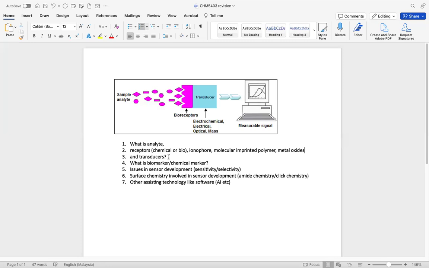Okay, number 4 is probably something that I didn't discuss, but it is very important. So you have to read this. What is a biomarker? It can be a chemical marker or it can be a biomarker. So what are these? These are indicators. As you can see the word marker there, it is an indicator.